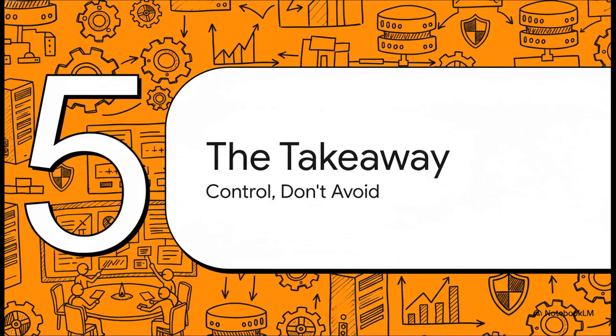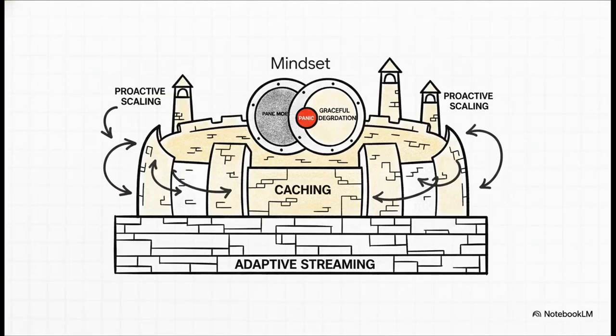So after diving into all this tech and the war room stories, what's the big lesson here? Well, the core philosophy isn't about trying to avoid failure. It's about controlling it. It all really comes together like a fortress. Adaptive streaming is your foundation. Aggressive caching, that's your strong outer wall, your main shield. You build this fortress before the battle even starts with proactive scaling, because you know you can't build it fast enough once the attack begins. And at the very top, in the safest part of the castle, is the core mindset. You design for failure with smart strategies like panic mode and graceful degradation.